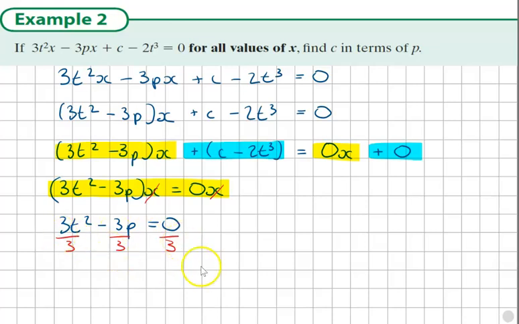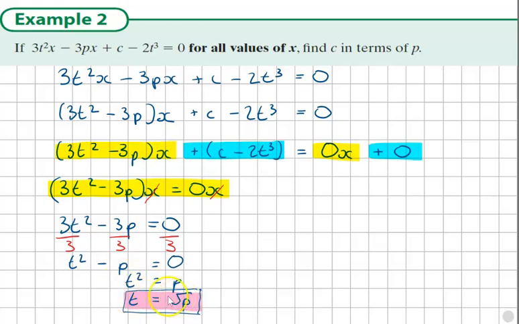We're going to divide across by 3. So we have t squared minus p is equal to 0. So t squared is equal to positive p. So t is equal to the square root of p.